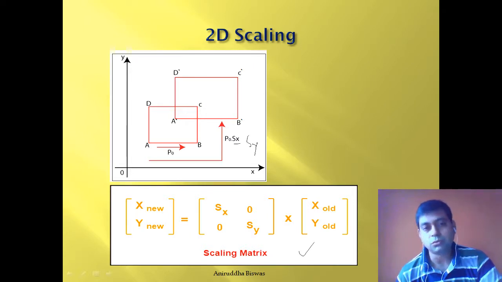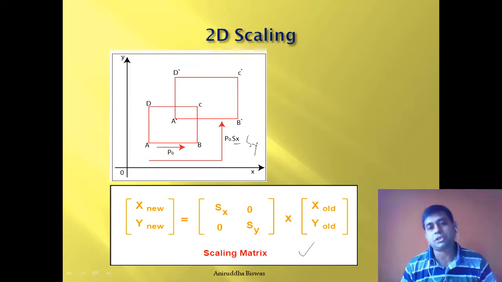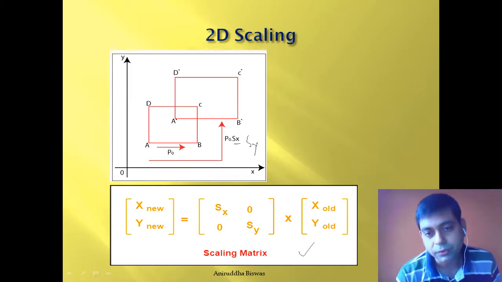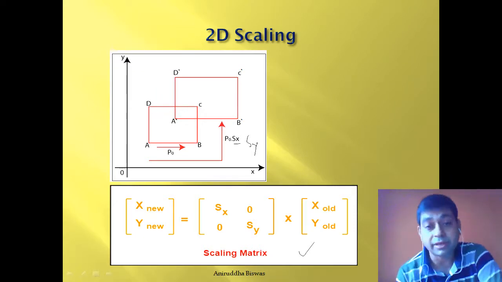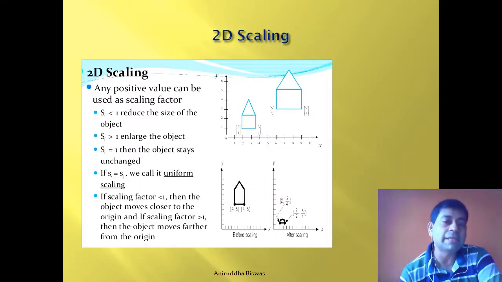So the new coordinates x and y of any point of this object can be calculated using this formula. So it's a matrix multiplication, we can say. So this is how we can calculate the final value of the coordinates of every point of this object ABCD, and finally we can get the values. Okay. So what exactly is 2D scaling?